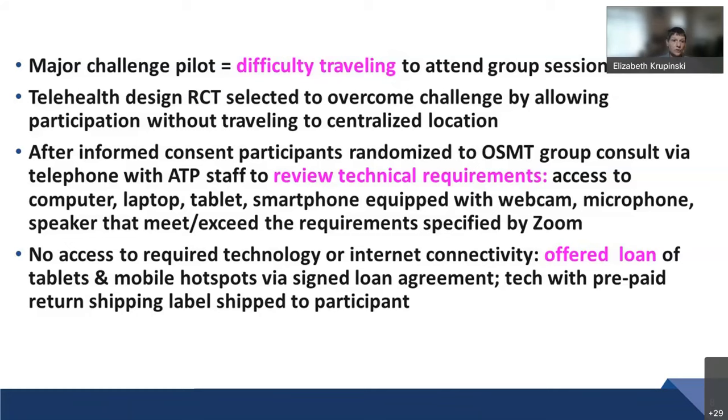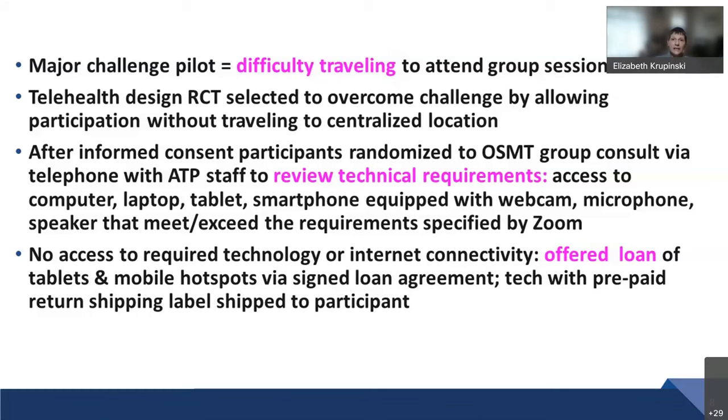So where does the ATP staff and telemedicine come into play in the study? Well, patients were consented, randomized into the different arms and so on. And then the ATP staff was there to literally review the technical requirements with the patients. They had access to the computers, laptops, tablets, smartphones, and so on, helped the patients set up, helped them run through all the different procedures, and spent time before any of the group sessions took place getting the patients used to the technology.